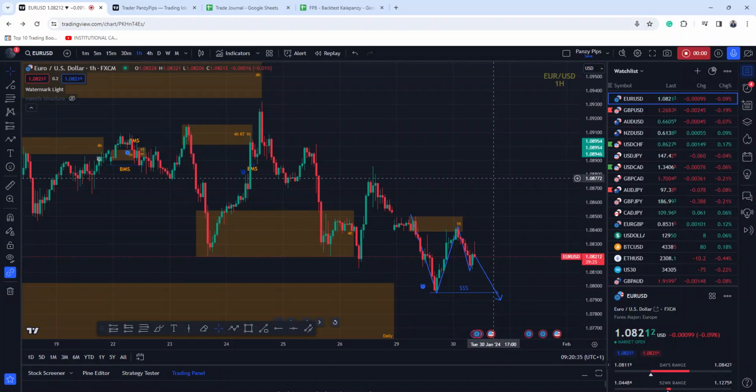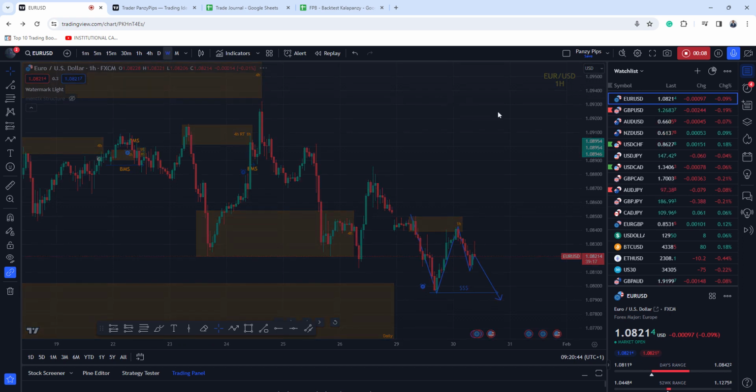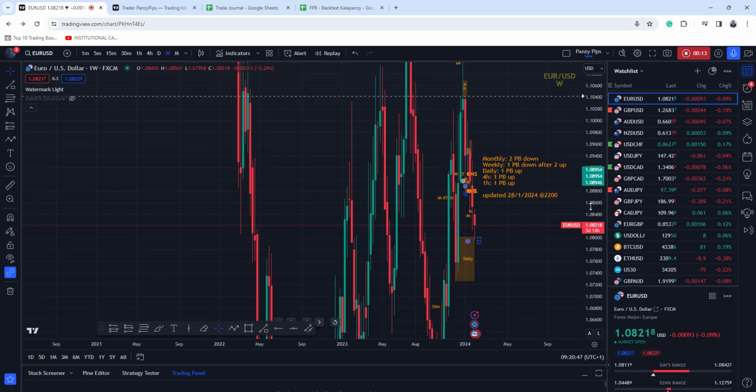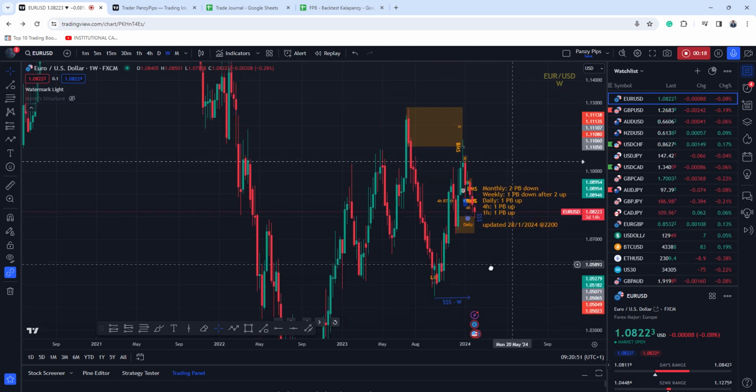Hey guys, so this morning we'll be looking at the Euro US dollar, and as you all well know, I like to start from the larger time frame. So let's look at the weekly, as it helps us get a better perspective of the smaller time frame. Okay, so on the weekly, what do we have?